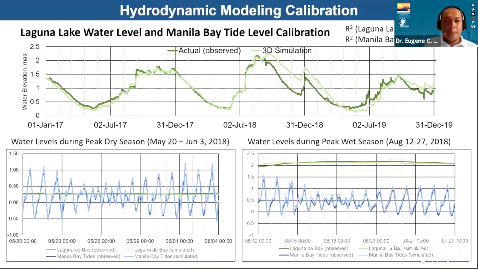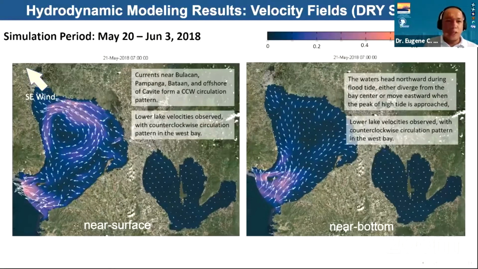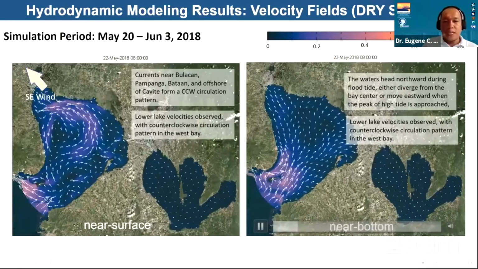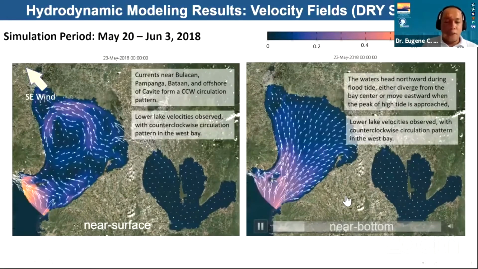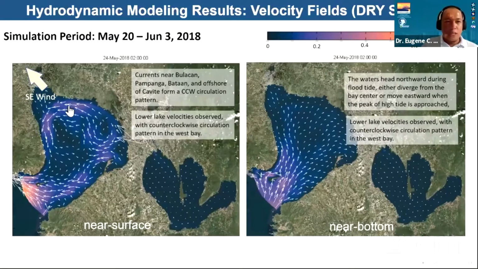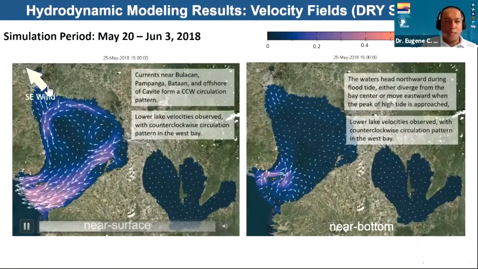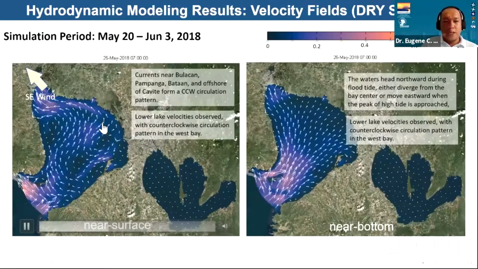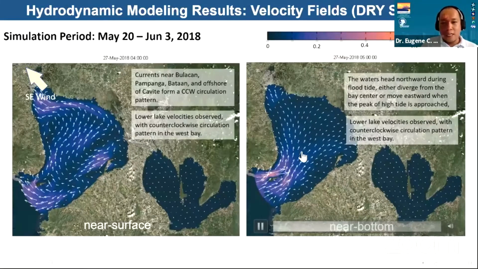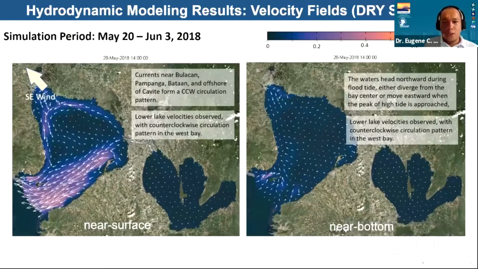Okay, so this one basically shows you the dry season conditions simulated between May 20 to June 3, between the near surface and the near bottom conditions. I will now focus more on the discussion on the dynamics of Manila Bay. So you can see here that during this time, much of the water movement is counterclockwise because of the prevailing wind, which is southeast during this period, at least for the near surface. For the near bottom, it's really more because of the tidal signal, in and out, depending on the high tide and the low tide, or the flooding and the ebbing conditions.